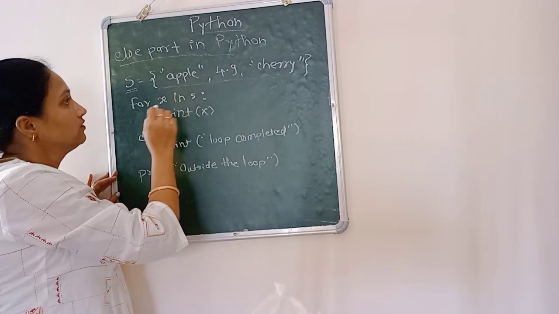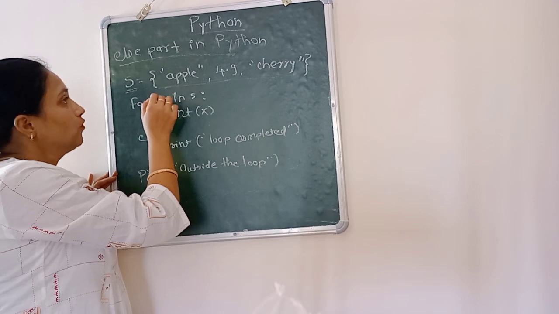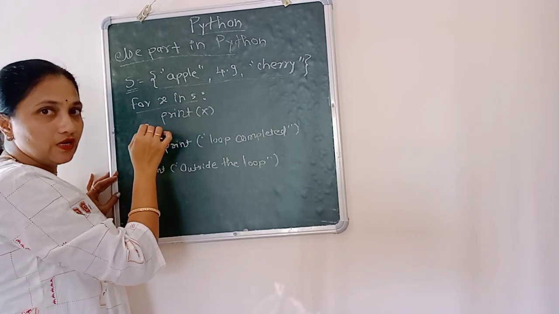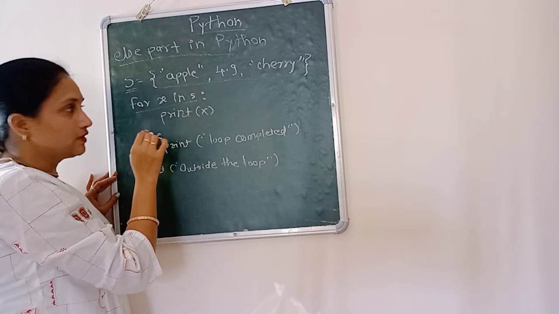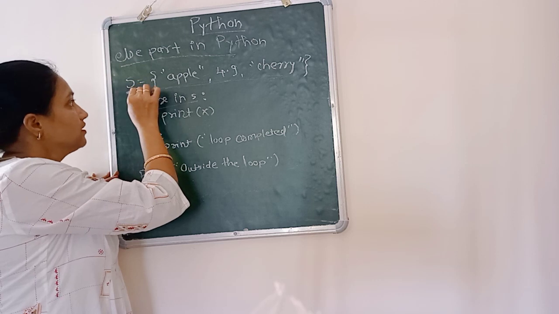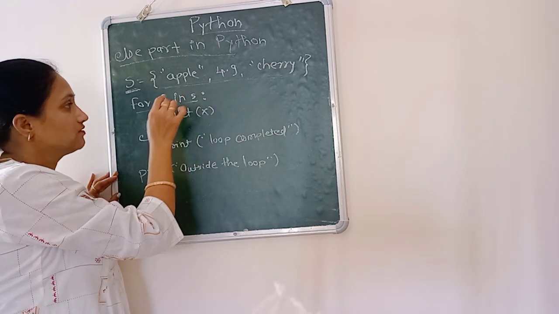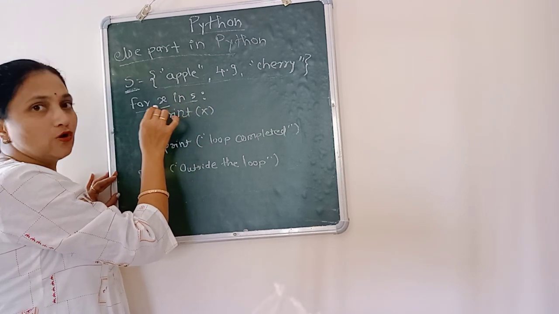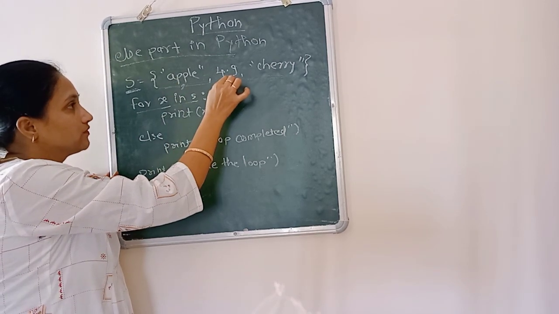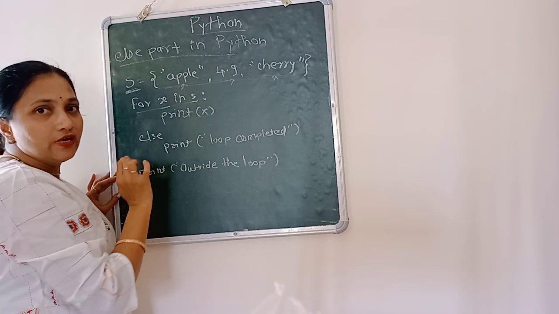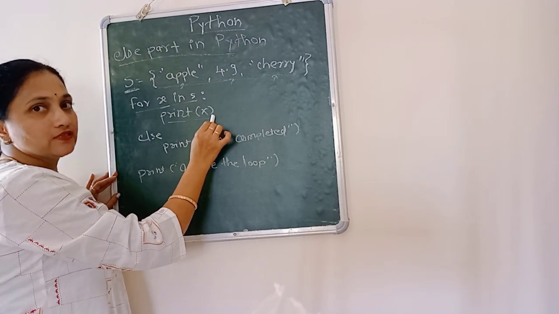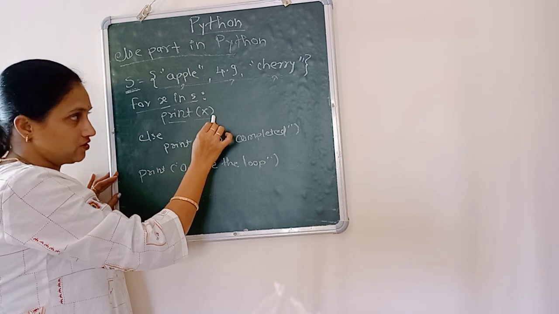Now we are accessing each and every element with the help of a for loop. So how to write the for loop for this? For x in S. So this is S and this is x. Now x will point to every element at every iteration, and we are printing the value of x for each iteration.